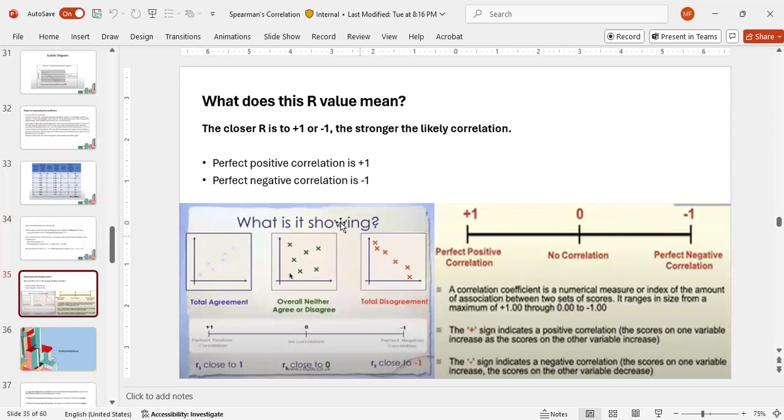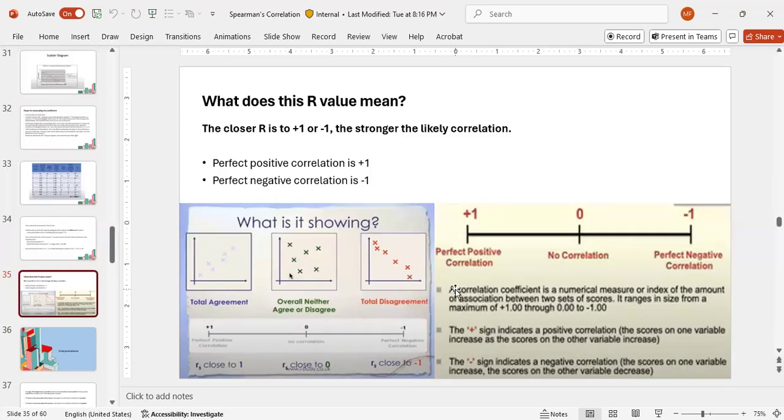This is a diagrammatic representation. This is for the positive one, where there is total agreement, and you can see that this graph is moving in an upper direction. So we say that there is positive correlation. And in this graph, you can see that it is moving in a lower direction. So we say that there is total disagreement or negative correlation. Here we had an RS value close to 0, an RS value close to positive 1, and an RS value close to negative 1.